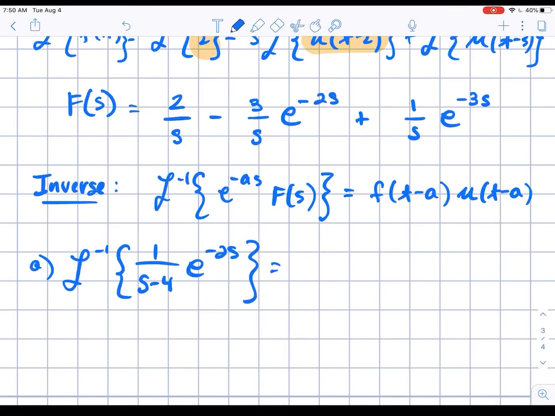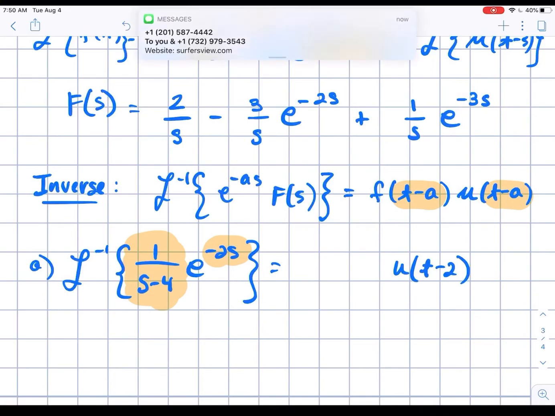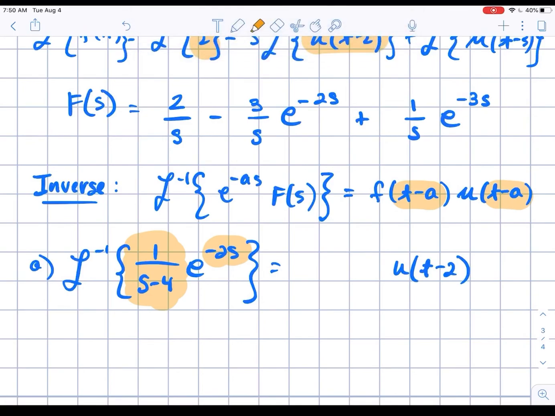So I know, notice, a function of t minus a if you have that unit step. So I know the unit step has to be t minus 2 because my a is 2. Now here, this portion would normally be an e raised to the 4t.